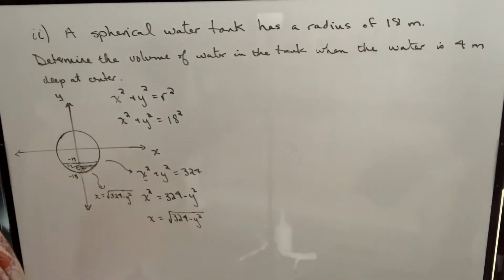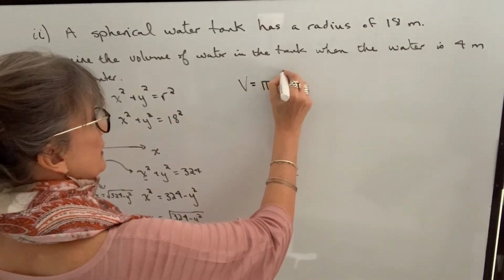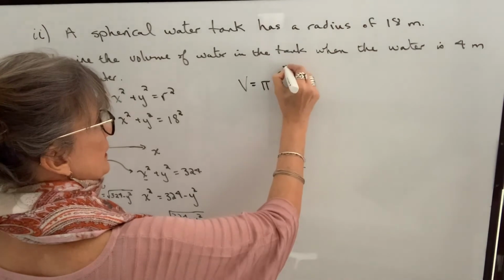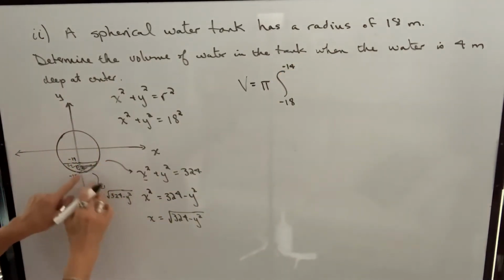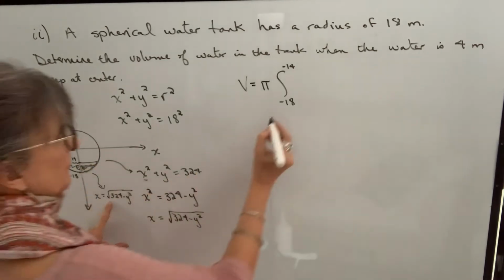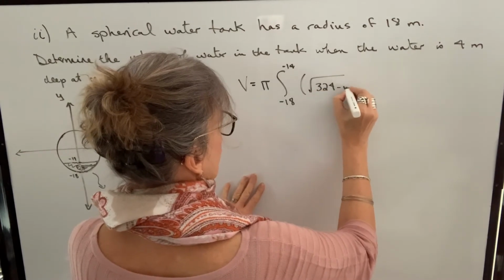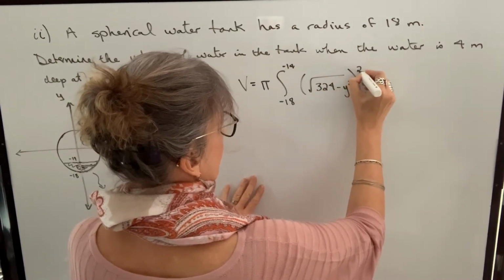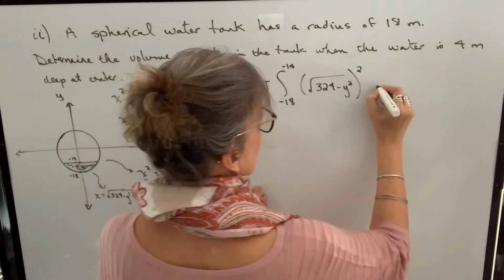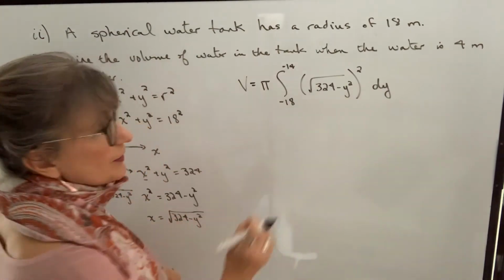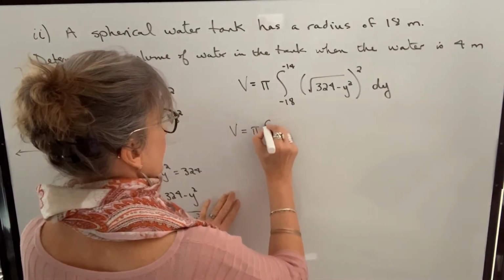Now I can set up my integral. The volume will be equal to pi times the integral from negative 18 to negative 14 of this value here, which I can describe, my x value, with this function. So it will be square root of 324 minus y squared. The radius is squared, and then we multiply by the height of the disk, or the thickness, which would be dy. So that's our integral. We need to simplify it first before we can integrate.